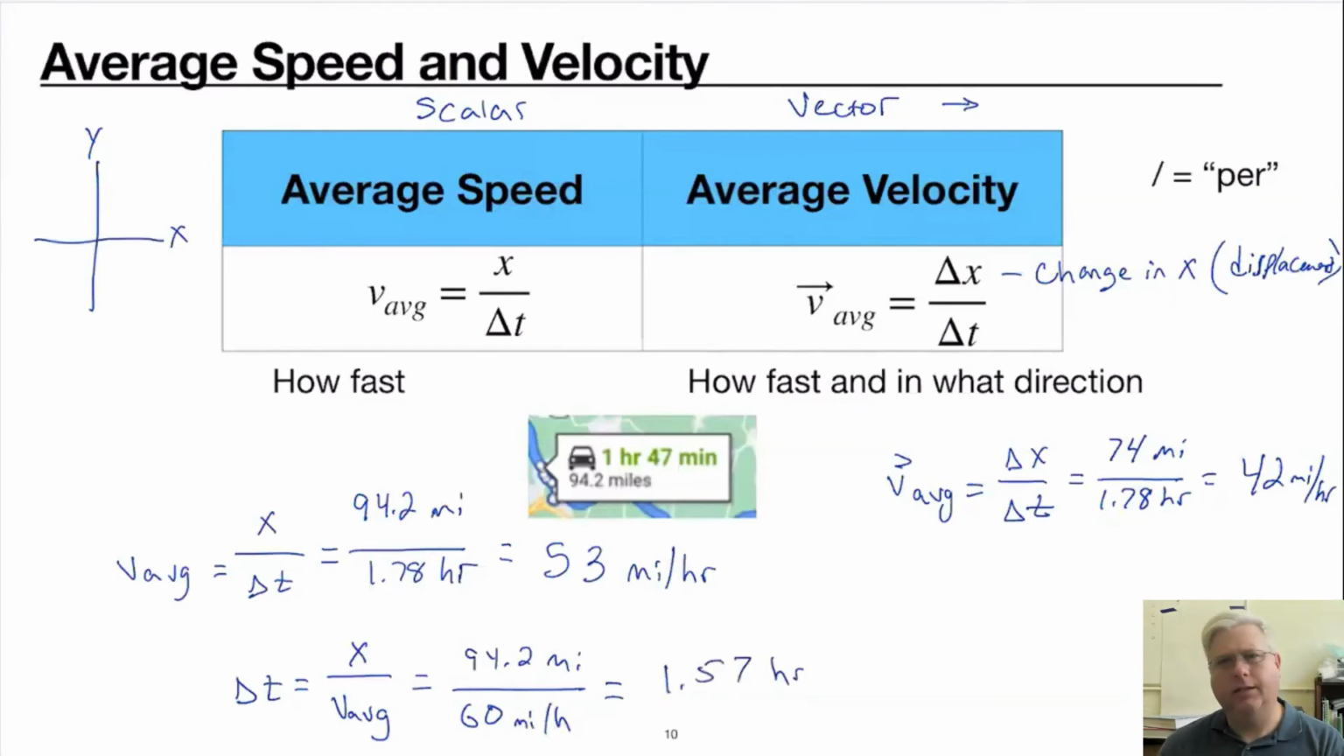And of course, that's kind of like, well, what is 0.57 hours? Well, it's a little over half. But if I do 0.57 times 60, that gives me 34 minutes. So basically 1 hour and 34 minutes. Okay, so I suppose if you sped when you could, you probably could do that.